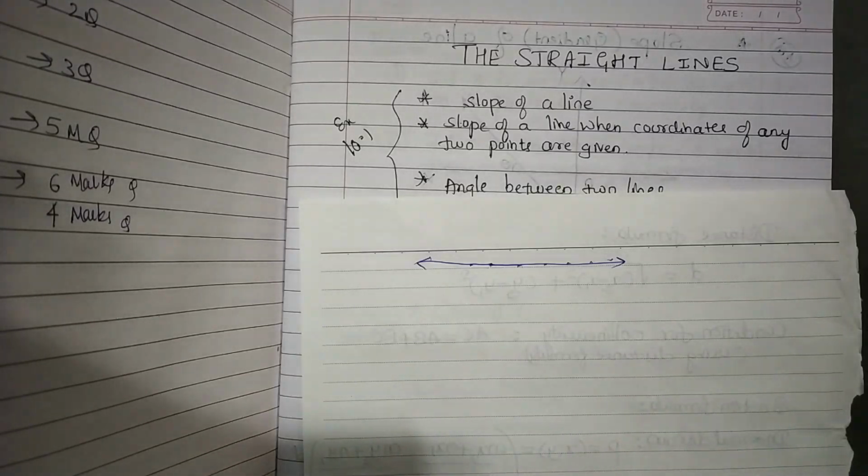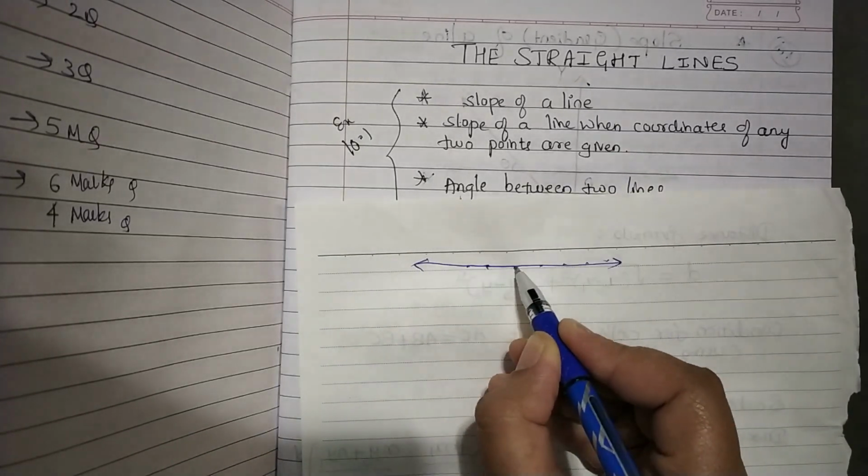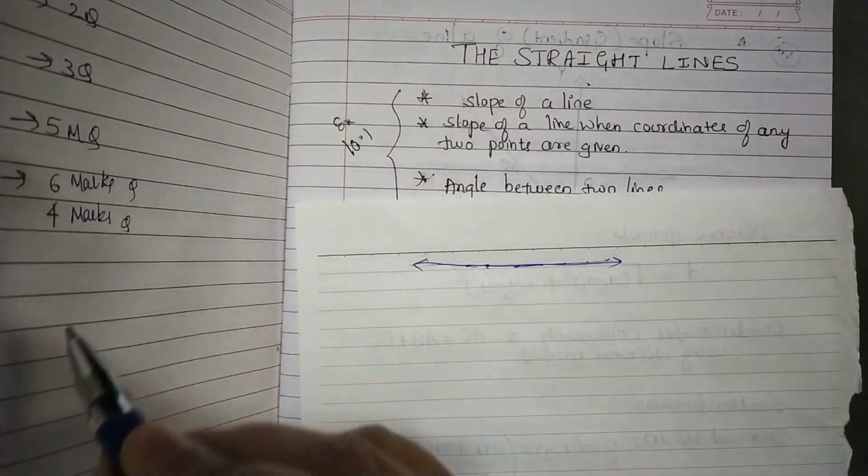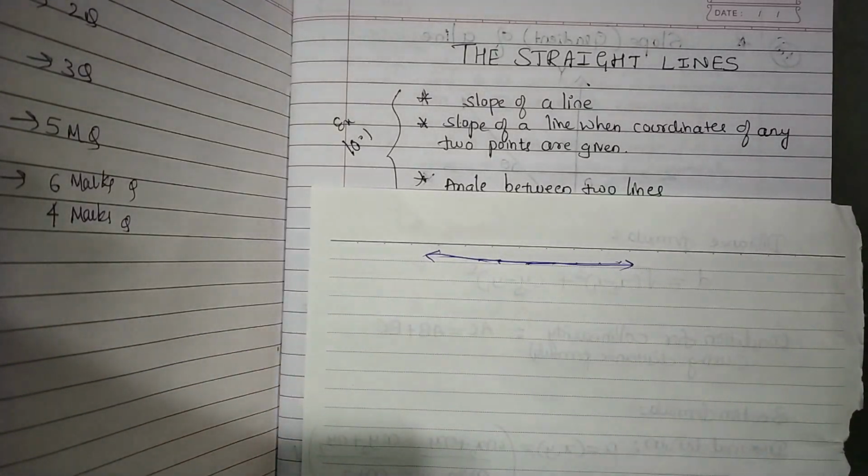Nothing but it does not have ends. Okay, so it is nothing but a straight line. So straight line can be defined as the set of all points between 2 points and extending behind 2 points. Okay, so in order to draw the straight line, we need a minimum of 2 points.